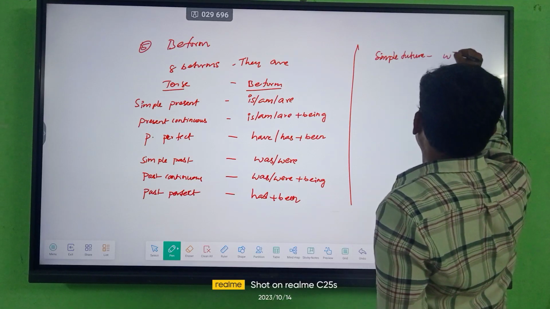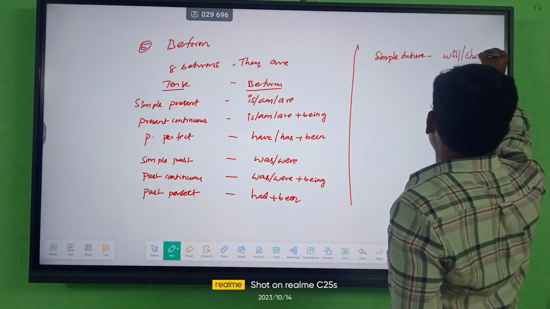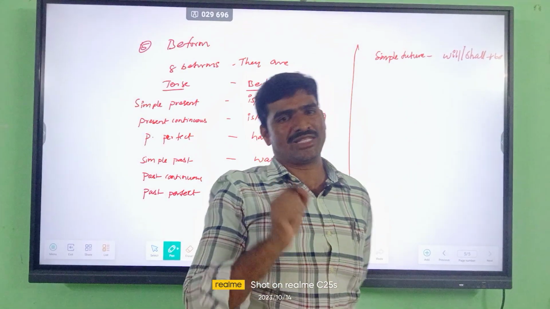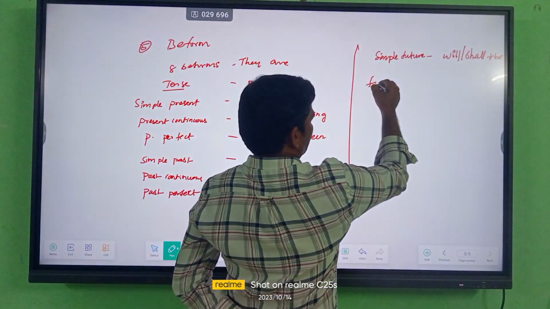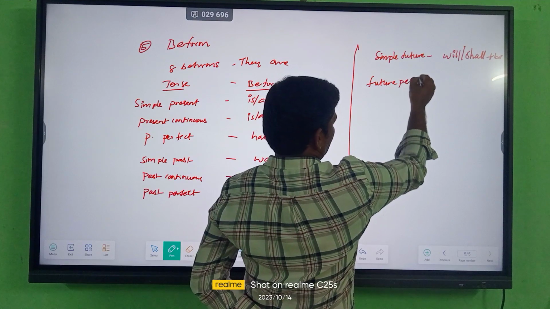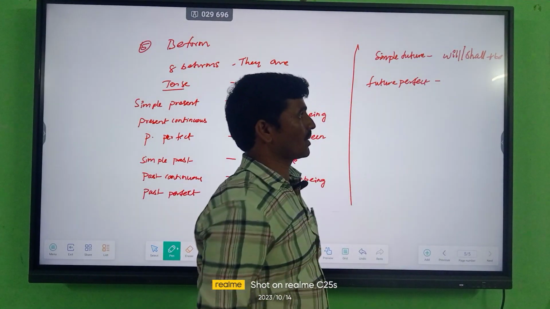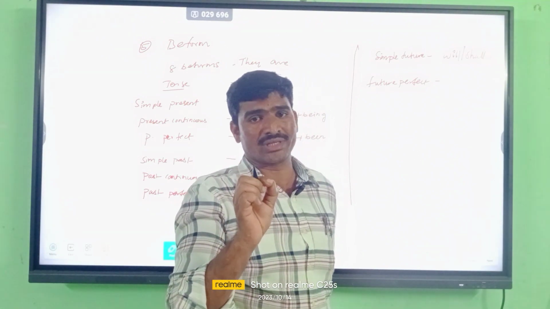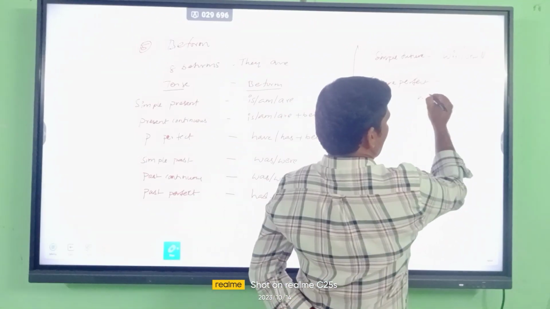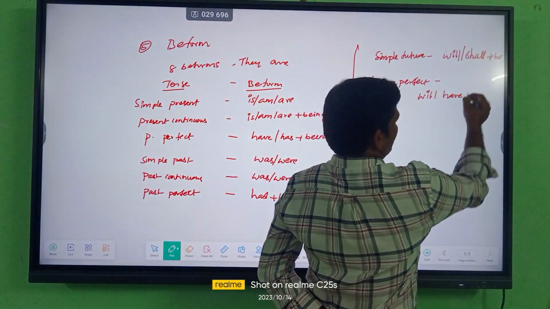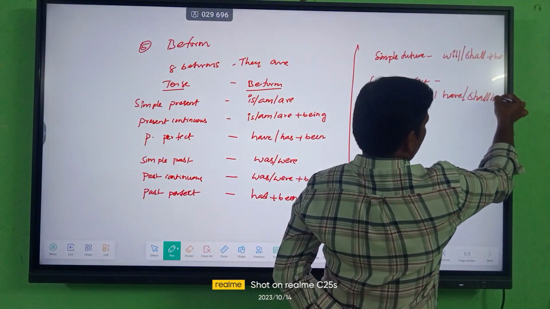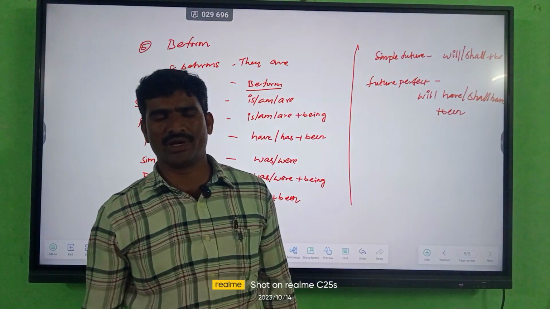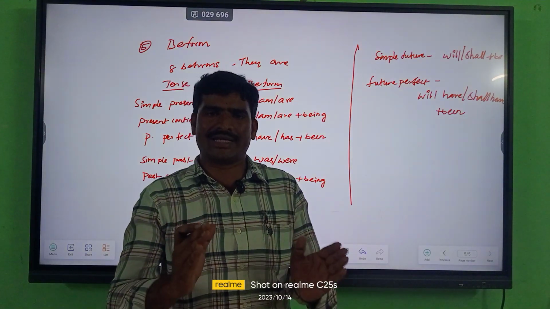Be forms: will or shall plus be is used in the passive voice. Next, future perfect. Future perfect tense. Be forms will have or shall have plus been is used in the passive voice. These are the rules for changing active voice to passive voice.